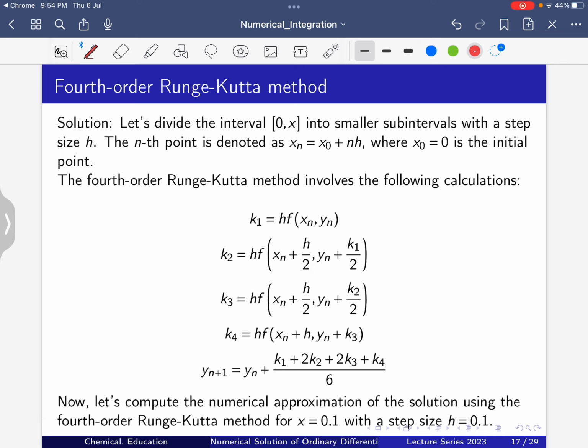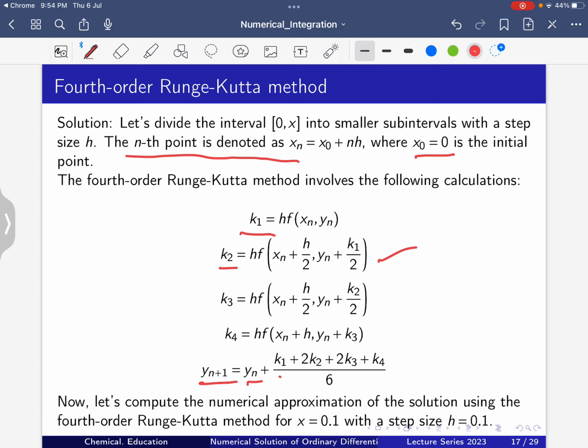Now let's divide the interval 0 to x into smaller sub-intervals with a step size h. The nth point is denoted as xn is equal to x0 plus nh. x0 is equal to 0 is the initial point. The Runge Kutta method involves the following calculation. We already know k1 is h into f of xn, yn, k2 is h into f of xn plus h by 2, yn plus k1 by 2, and k3 is h into f of xn plus h by 2, yn plus k2 by 2, and k4 is h into f of xn plus h, yn plus k3, and yn plus 1 will be yn plus k1 plus 2k2 plus 2k3 plus k4, by 6.